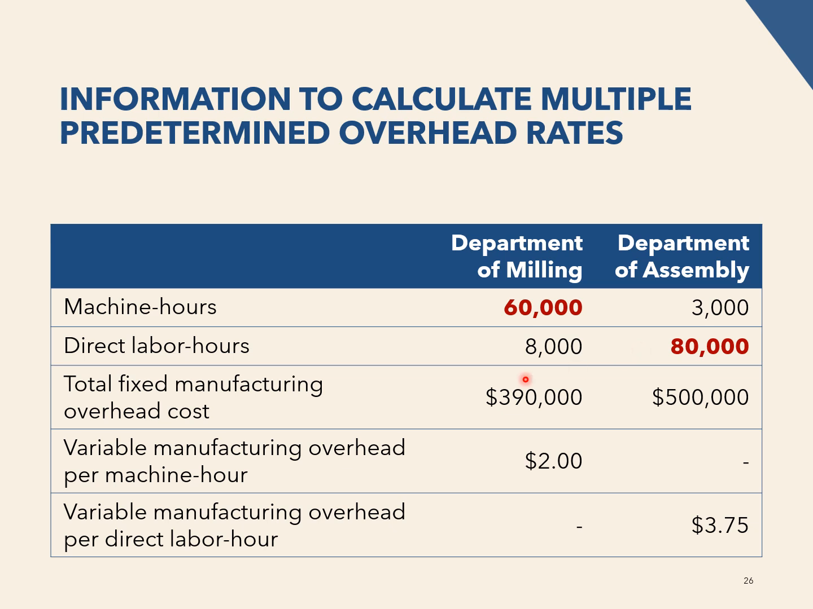80,000 hours. Total fixed manufacturing overhead cost for milling is $390,000, $500,000 for assembly. Variable manufacturing overhead per machine hour is $2 per hour for milling. Variable manufacturing overhead per direct labor hour is $3.75 for assembly.